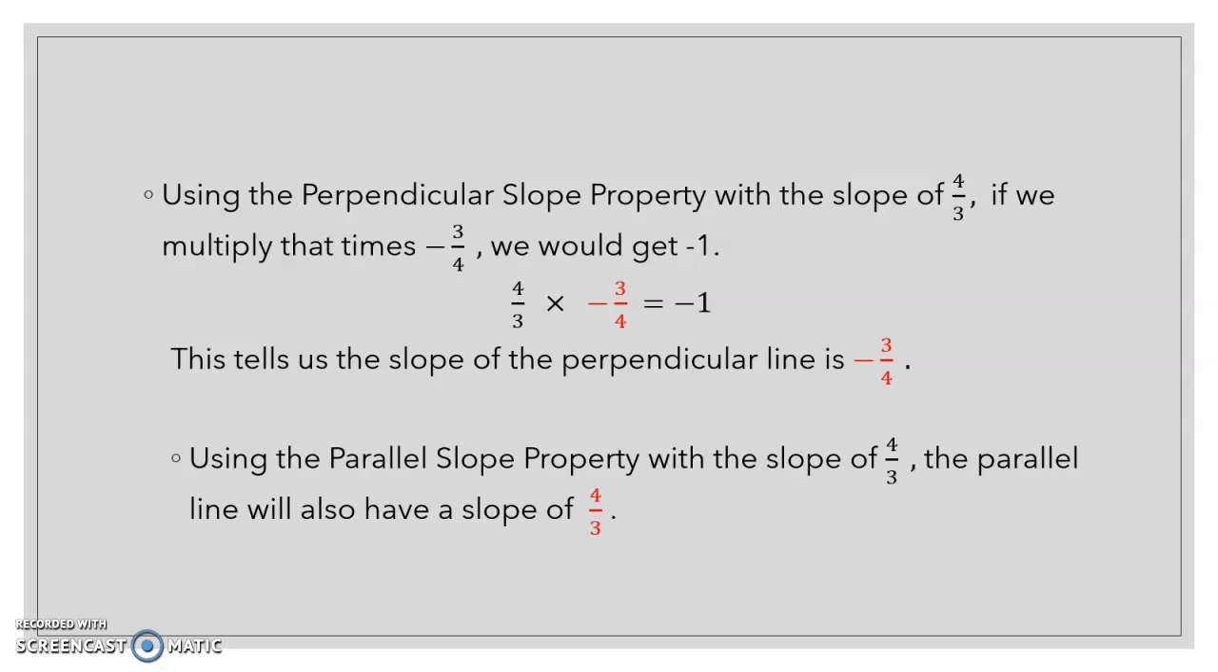Using the perpendicular slope property with a slope of 4/3, if we multiply that times -3 over 4, we get -1. So 4/3 times -3 over 4 equals -1. This tells us that the slope of the perpendicular line is -3/4. Using the parallel slope property with the slope of 4/3, the parallel line will also have a slope of 4/3.